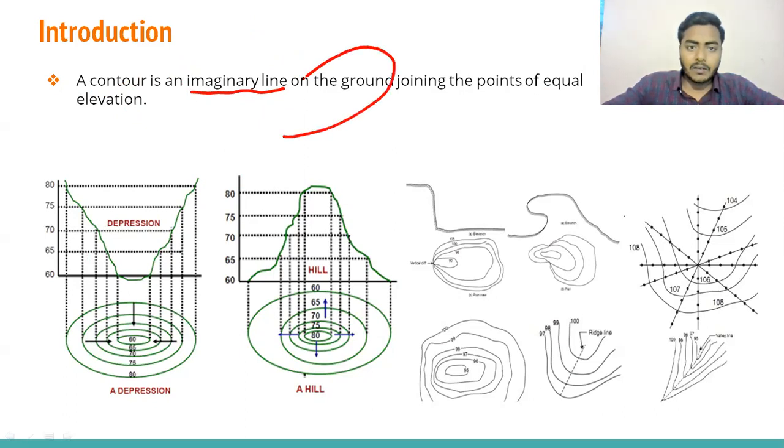Suppose this is one contour line. Suppose the elevation at this point is 100 meter. So at every point on this curve, on this line, the elevation will be 100 meter. So it is the imaginary line on the ground joining the points of equal elevation.